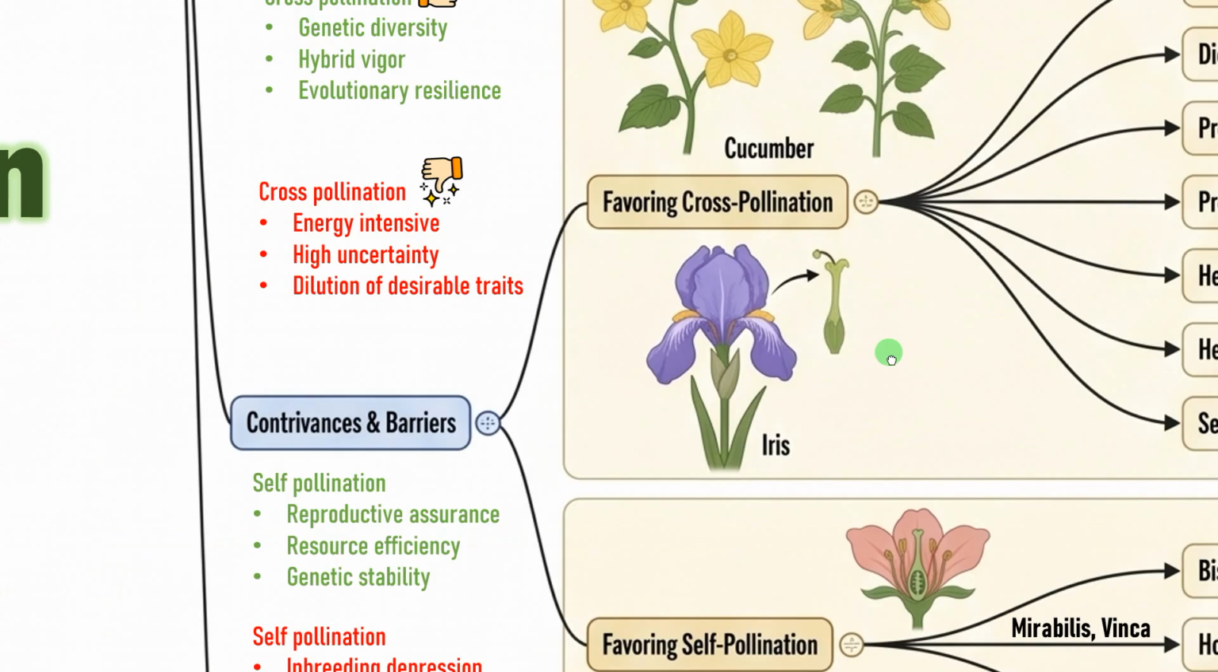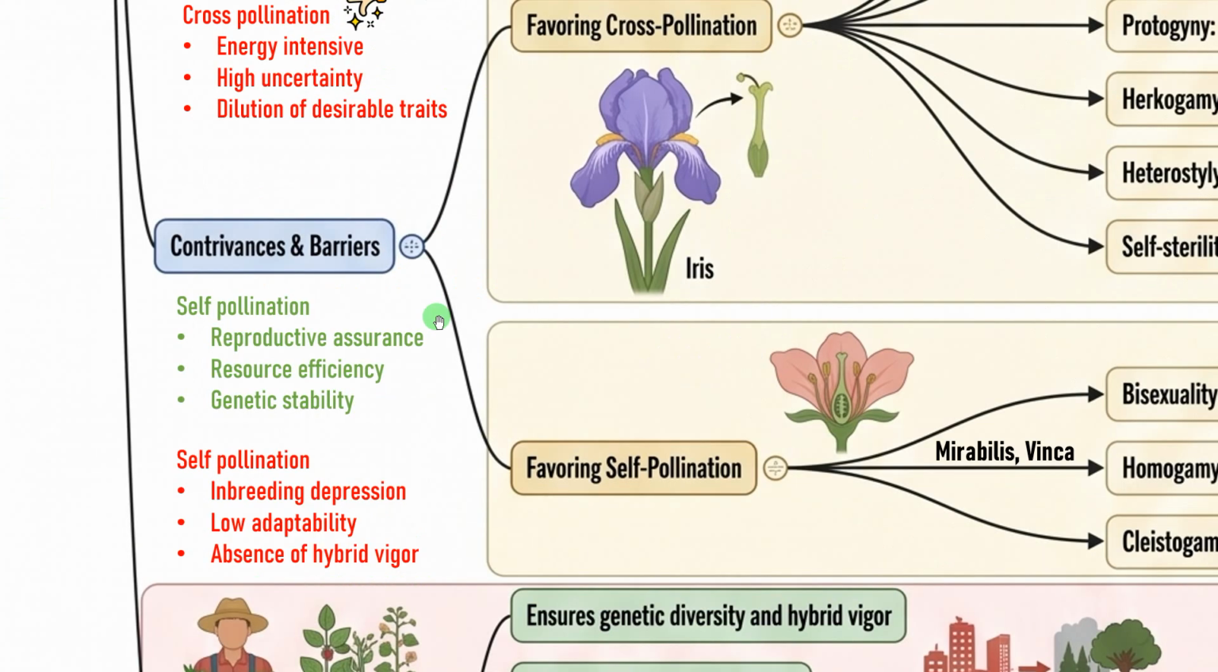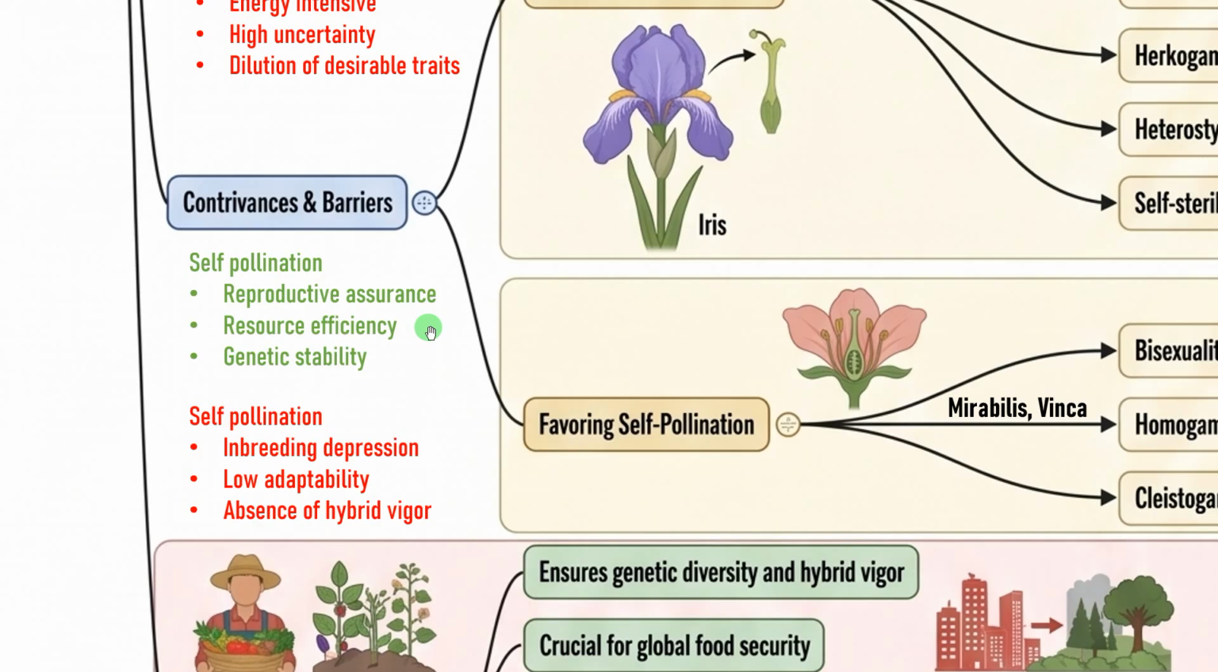Now let us see self-pollination. The advantage is there is reproductive assurance, easy pollination, as the stamens are falling on the stigma of the same flower or of a different flower of the same plant, without the need of a pollinating agent. Resource efficiency, no need of producing scents or nectars for pollinating agents. There is genetic stability. If a desirable trait is there, that will be maintained. There will be a consistent trait, as there is no genetic diversity.